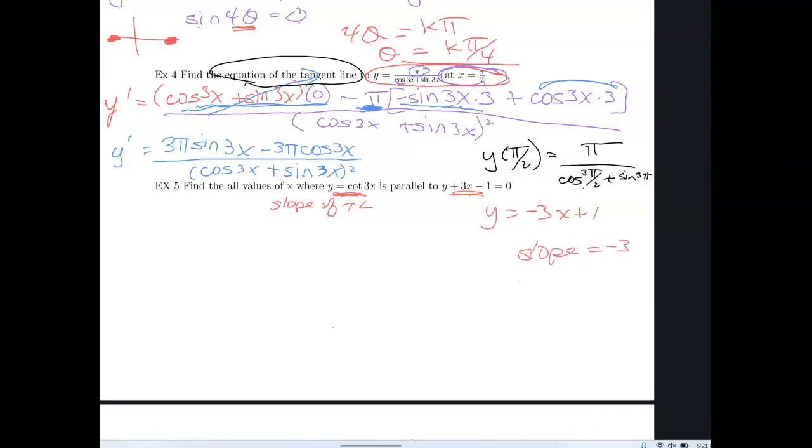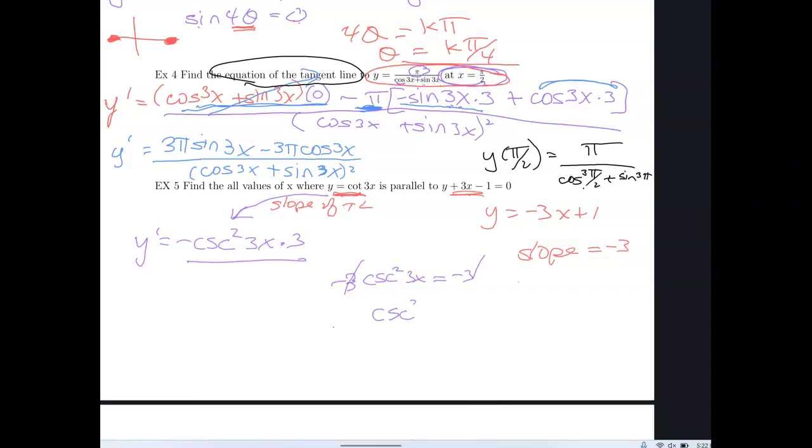Okay, so you know how to find slope. Slope of a tangent line is the derivative. So the derivative will be negative cosecant squared, carry the 3x along, and then multiply it by 3. Okay, so I want this, negative 3 cosecant squared of 3x, to equal negative 3. Well, look at that. The negative 3's cancel. So I get cosecant squared of 3x is equal to 1.